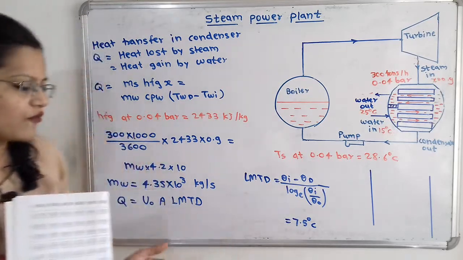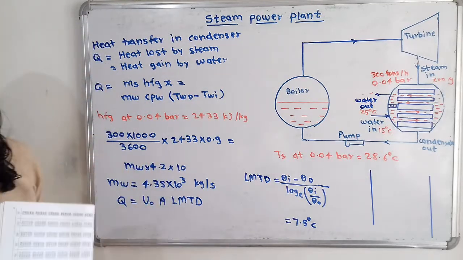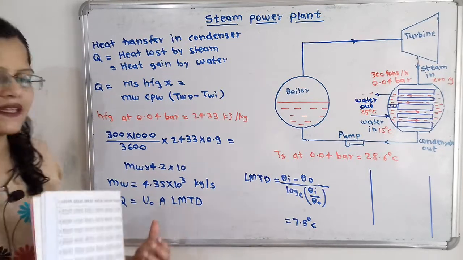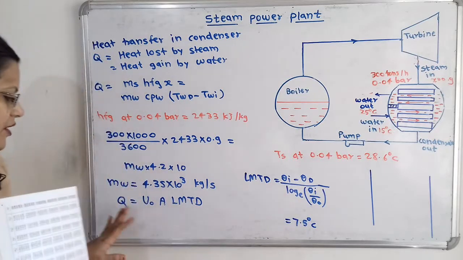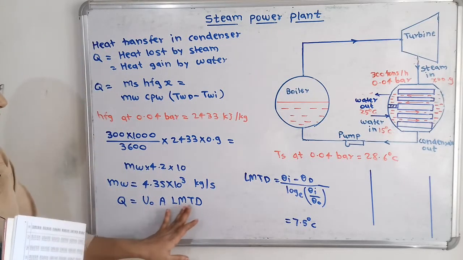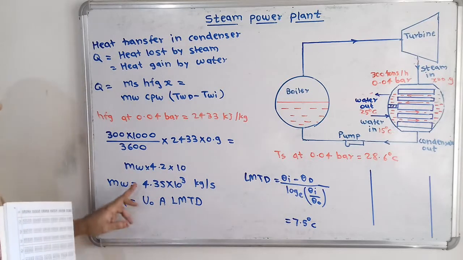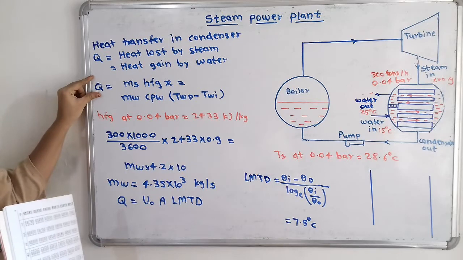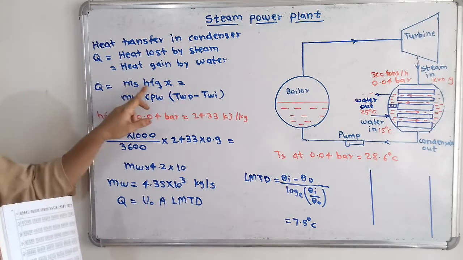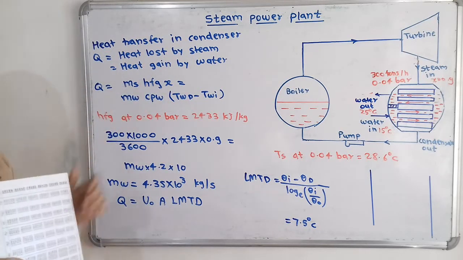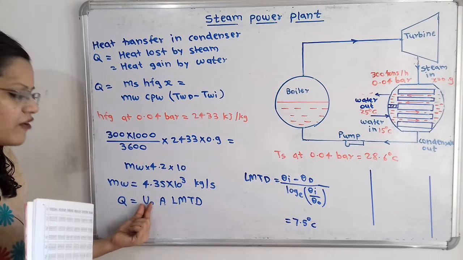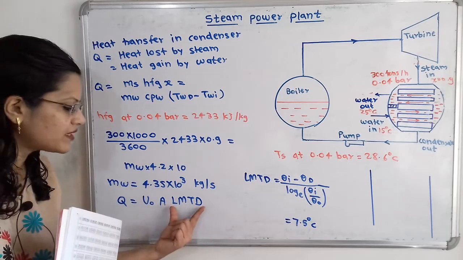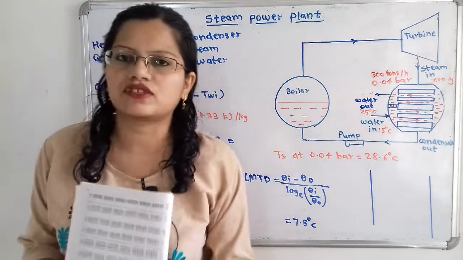Now we will move on to the second formula for Q. This is the formula for Q in terms of the overall heat transfer coefficient multiplied by the surface area of the tube multiplied by the log mean temperature difference. So Q is equal to U A LMTD. The value of Q we can calculate from the earlier calculation, that is ms multiplied by hfg into x. And the value of Uo, the overall heat transfer coefficient, is given in the data. Now we will find the value of the log mean temperature difference.